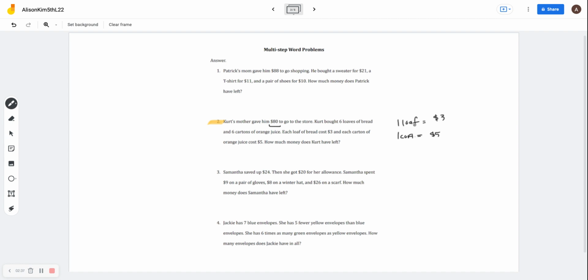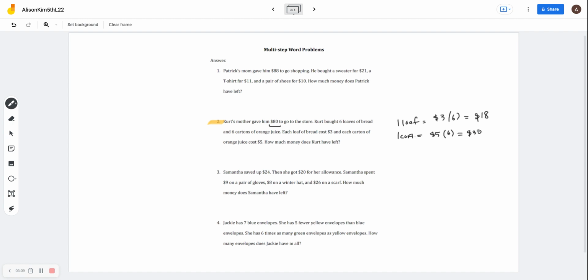So in order to find out how much he spent, we're going to have to multiply the $3 by 6 because that's how we know how much 6 loaves is. And then we're going to have to multiply 5 by 6 because that's how we know how much the cartons are in total. So 6 times 3 is 18. So that's the total amount he spent for loaves of bread. And 5 times 6 is 30. So that's the total amount he spent for cartons of orange juice.